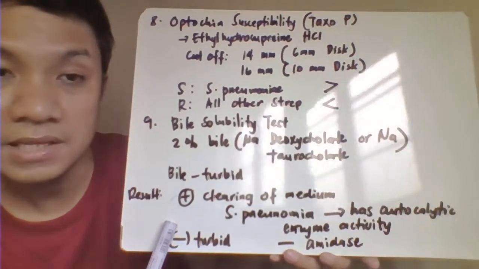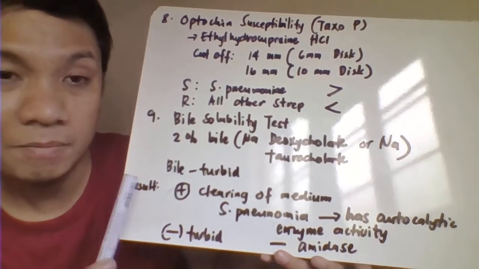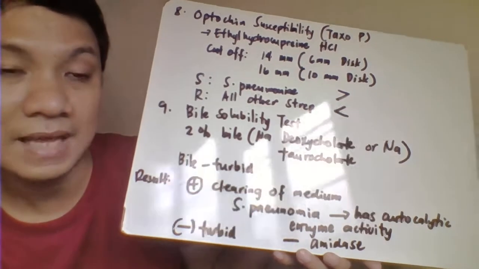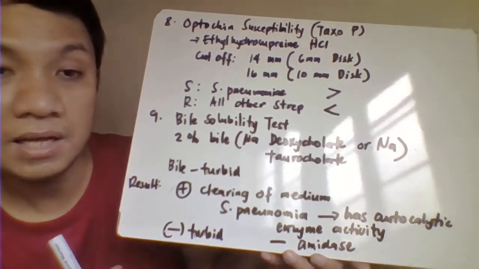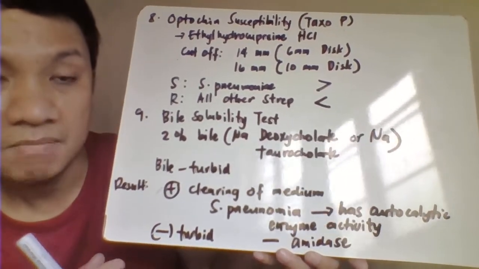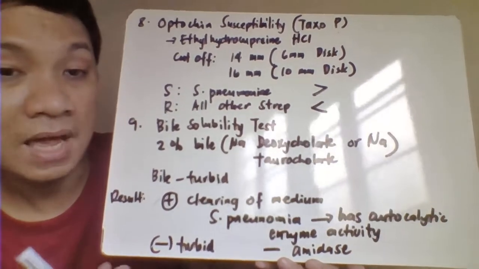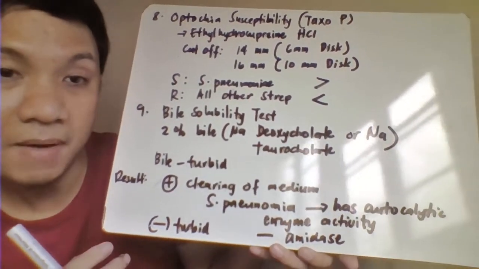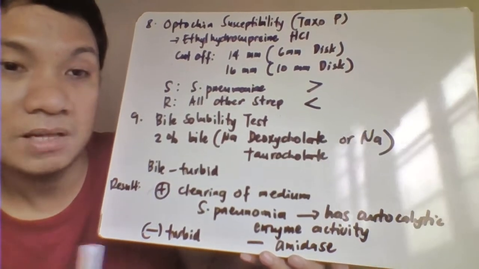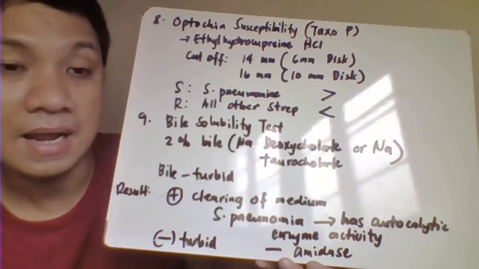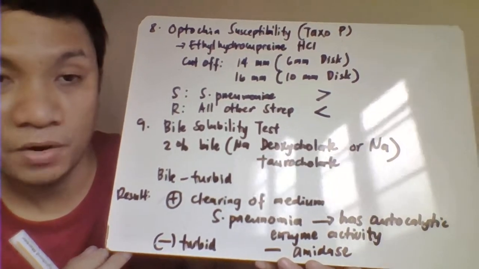Okay, for a negative result, it would still remain turbid because it has no autocatalytic activity. It's because it lacks the enzyme. And that identifies your other species of Strep. But in the case of your Strep pneumoniae, it has the autocatalytic enzyme and is therefore able to digest your bile, which would allow your bile to transform from a turbid solution to become clear, and that would identify your Strep pneumoniae.